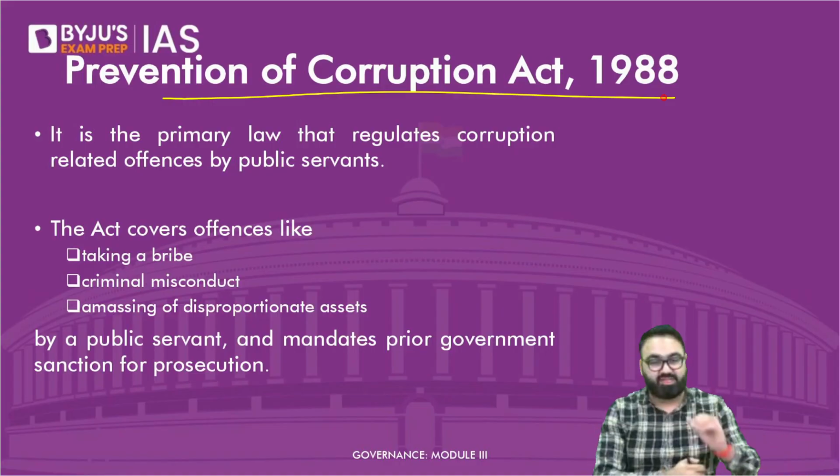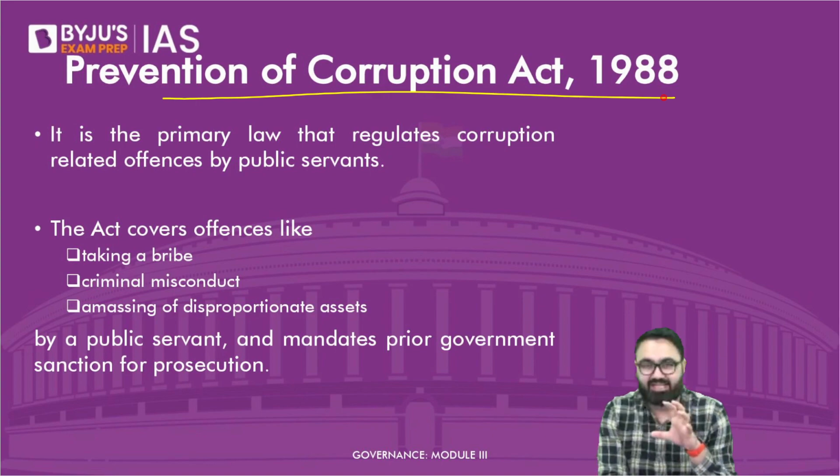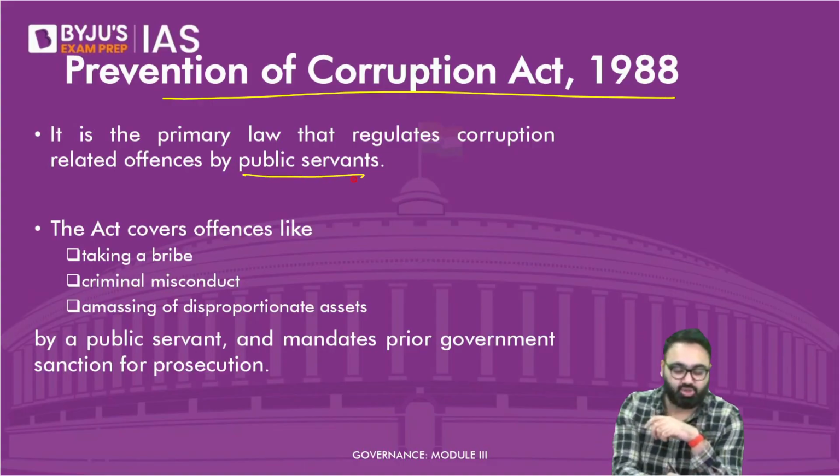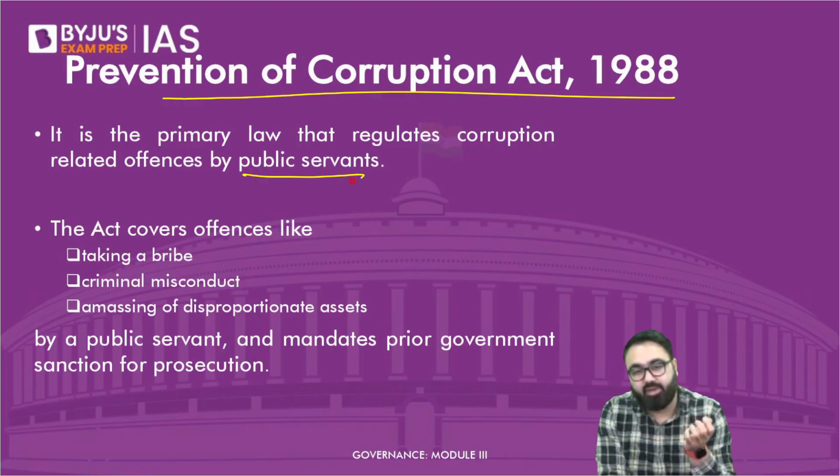Basically, this is the primary law of India to fight against corruption cases. This law applies to public servants only, not to private individuals like me, like you. If you're working for the government, you're a part of the government authority, it will apply to you.